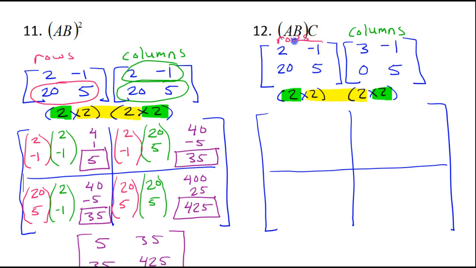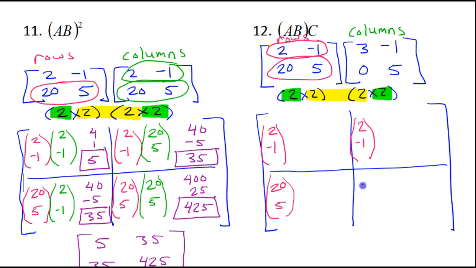So, row 1 will appear throughout row 1. Row 1 is 2, -1. So, it will appear in every entry of row 1. Row 2 appears throughout row 2. So 20 and 5 will appear here and here. Row 2 appears in row 2.